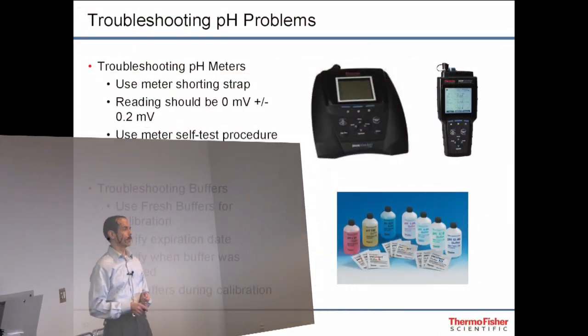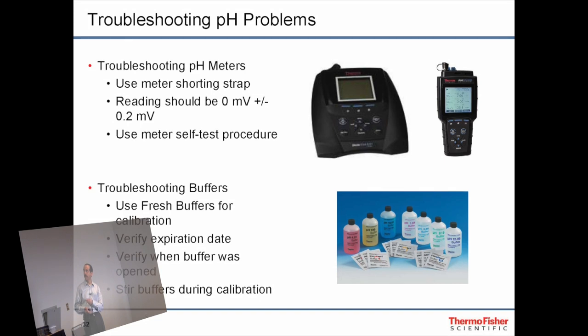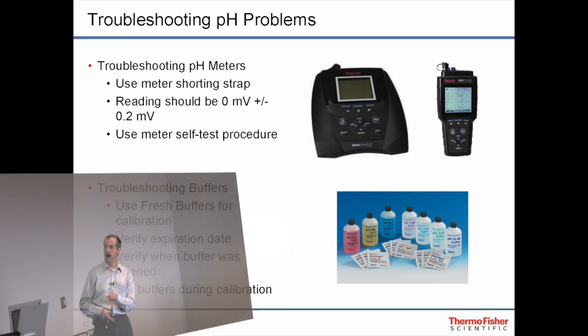Troubleshooting the meter. Most meters, I think all meters, come with a shorting cap on the back where you plug in the electrode. Put that back on the meter. The little black plug right there. Actually, you can see it even better there. Put the mode of your meter into millivolts. When you short it out and you're reading millivolts, it should be zero, plus or minus a tenth or two of a millivolt. If your meter does that for you, then your meter's fine. If the readings are drifting or they're outside of that range, that is probably a meter problem and it's time to send it in to be serviced.